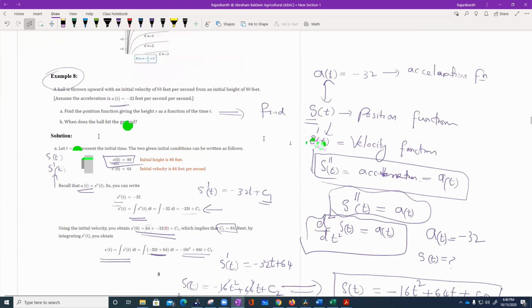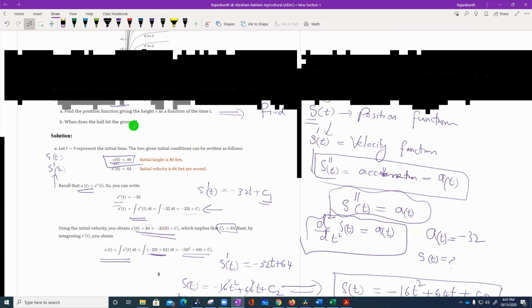So that is the first part. Now the second part is what? When does the ball hit the ground? That means they're asking, hey, how long will it take for that ball to hit the ground? How do you find that? Any idea? Okay, look at the picture. At the beginning, the height of the ball was about 80 feet when the ball was thrown. It's going like this and hitting the ground.